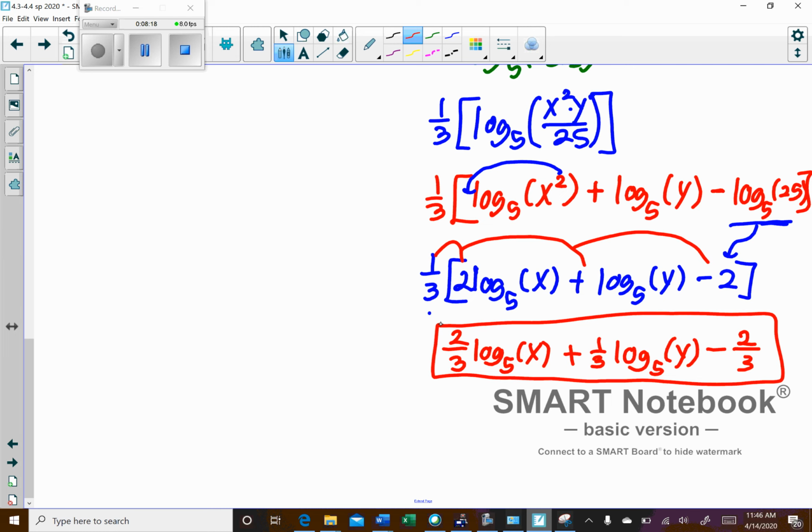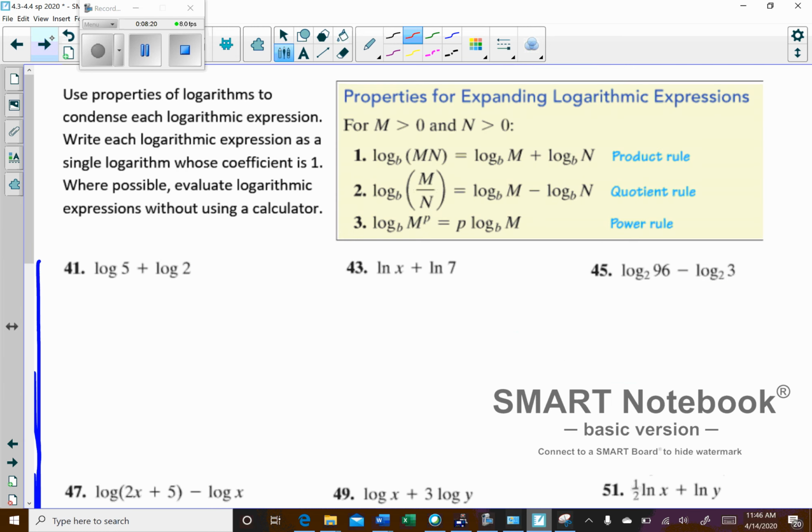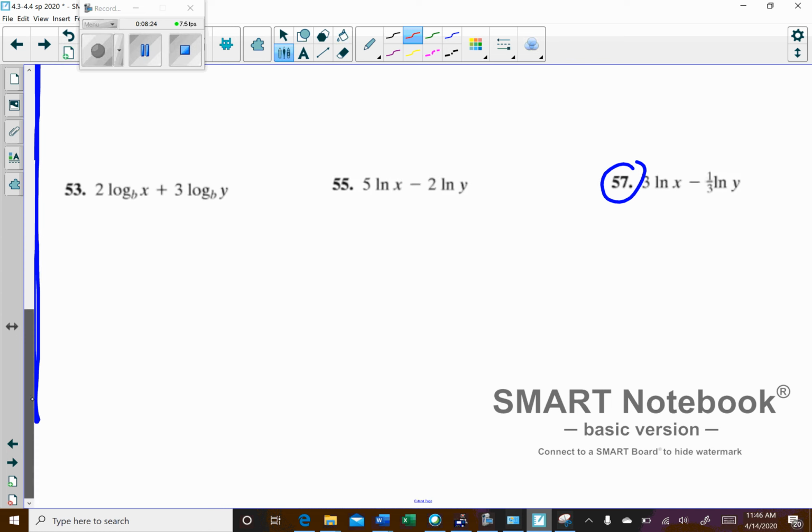Okay, I think I might have a few more. Let's see. All right, let's see if I got one down here. Okay, 57, that one's not too bad, but we'll go ahead and take a look at that.